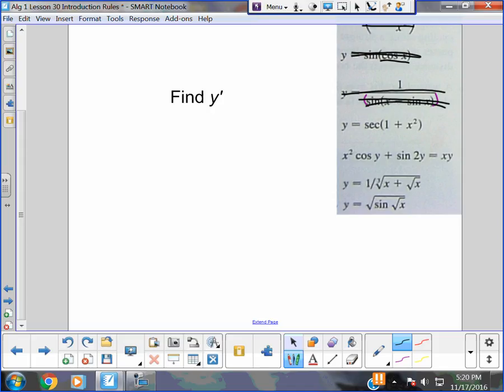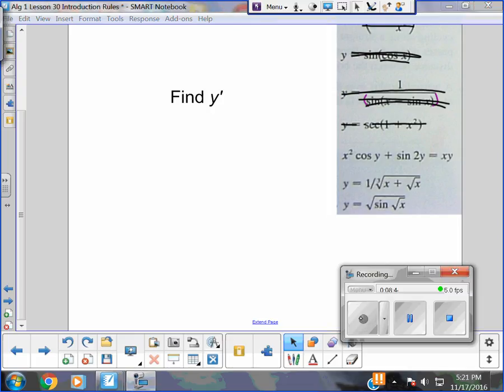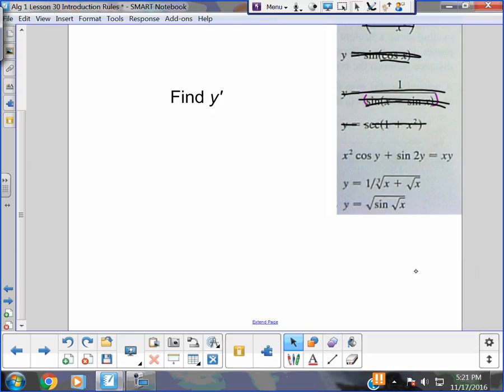The next one. Ooh. All right. Next one is a differential. And you can see right away, x and y, that's going to be a product rule. Sine of 2y is going to be the chain rule. So we're going to have all this stuff going on. So I'm going to start with x squared cosine y, like I just said.